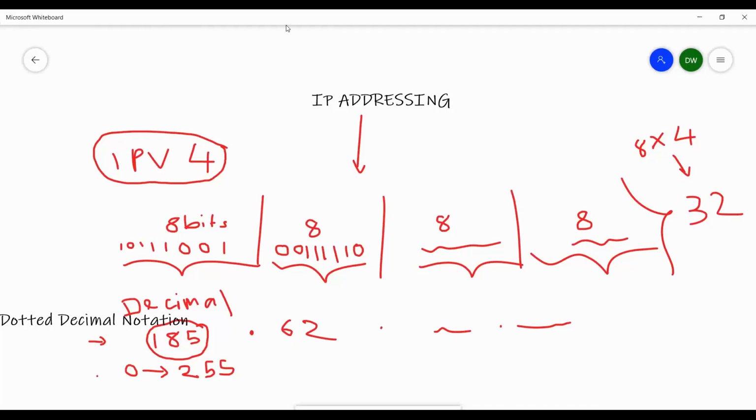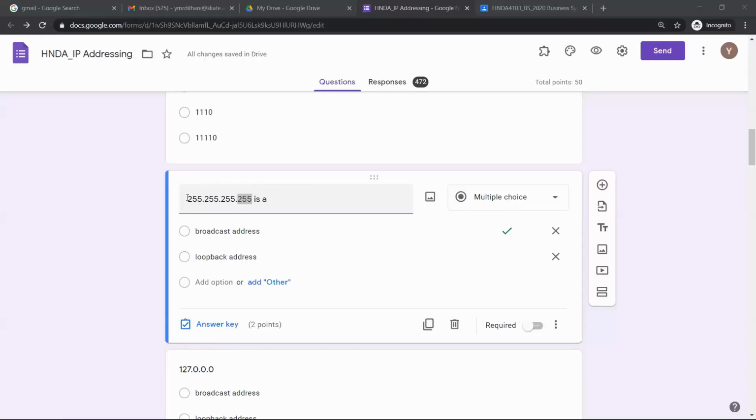So I'm going back to the question now. Now I think you understood what I mentioned. So here we have dotted decimal notation. You see that we have 4 sections here. Each section contains this value, which is 255. This is the maximum value we can have in this place. So all 4 sections contain the maximum value, right?